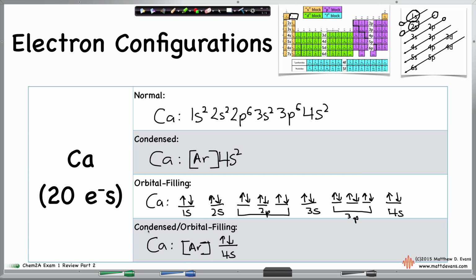On the exam, I allow you fully to use this one, or you can do this one if you feel more comfortable doing it that way, but you're always allowed to do this too. So I'm really going to be looking for the normal, the condensed, and the condensed orbital filling diagrams. I want all 3, and you'll see that on the exam.